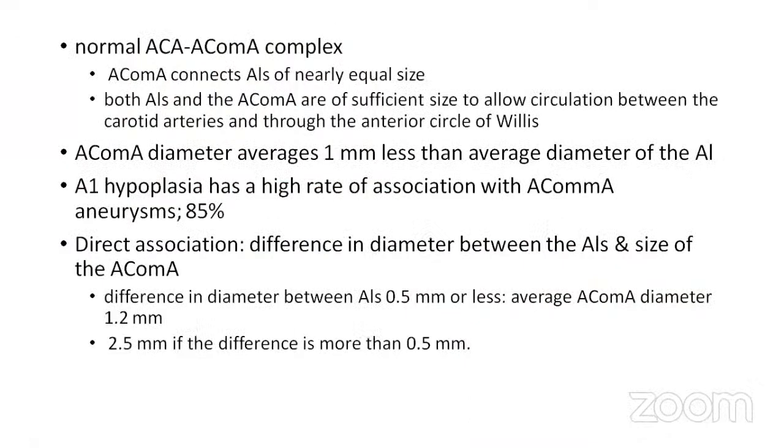So, normal ACA-ACOM complex. The ACOM, anterior communicating artery, connects the A1s of nearly equal size. Both A1s and the anterior communicating artery are of sufficient size to allow circulation between the carotid arteries and through the anterior circle of Willis.